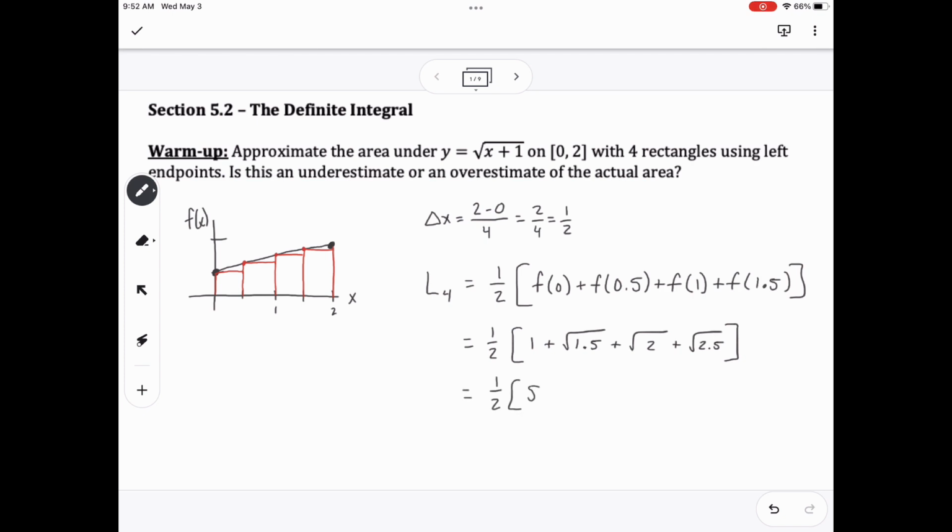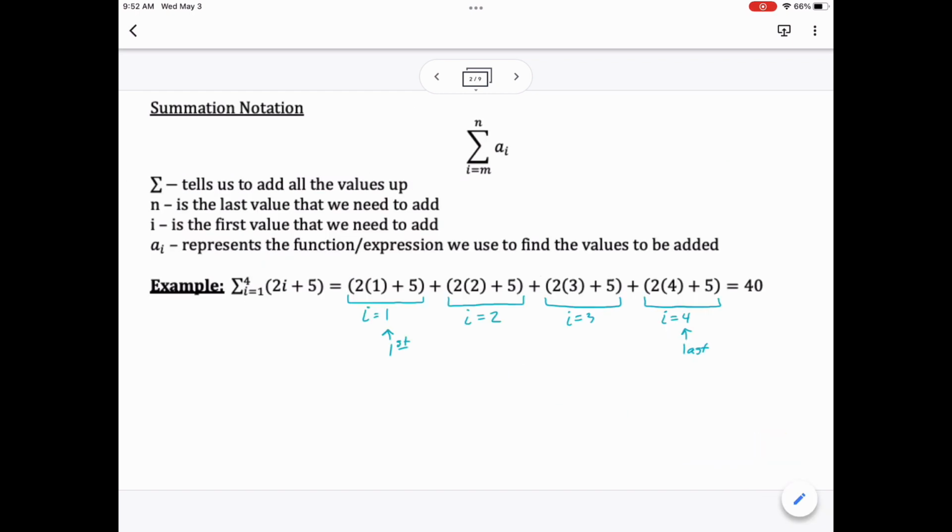So adding all those together gets me approximately 5.2200 something. And then 1/2 of that gets me 2.61. And because you have those little gaps there, it must be an underestimate.